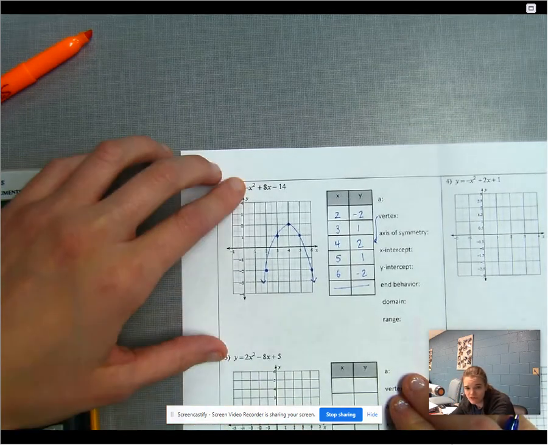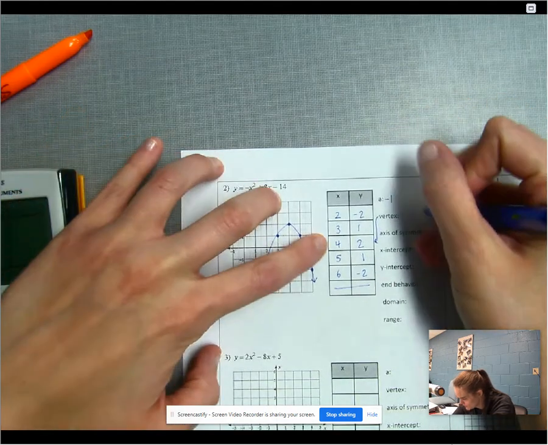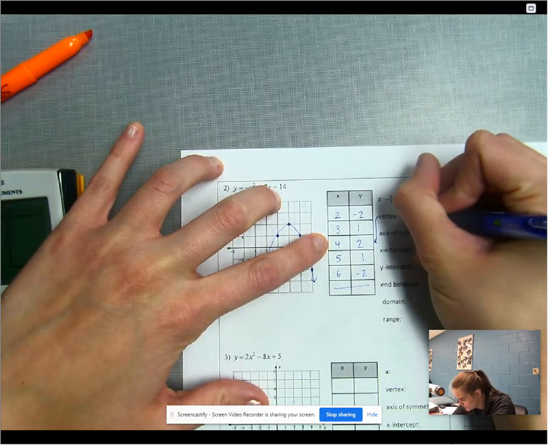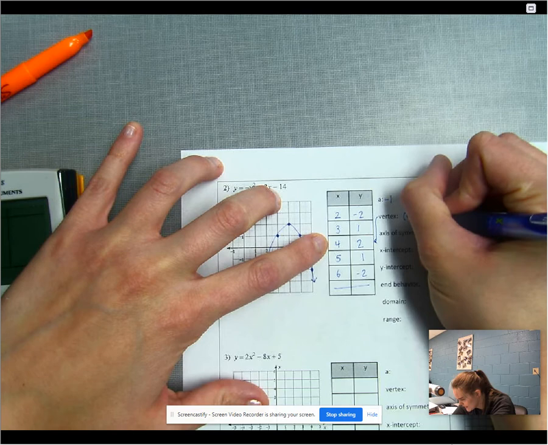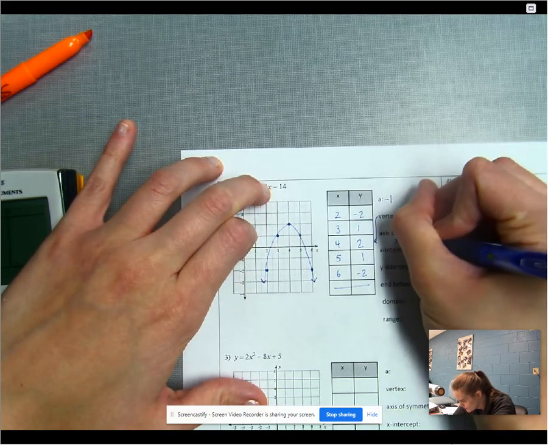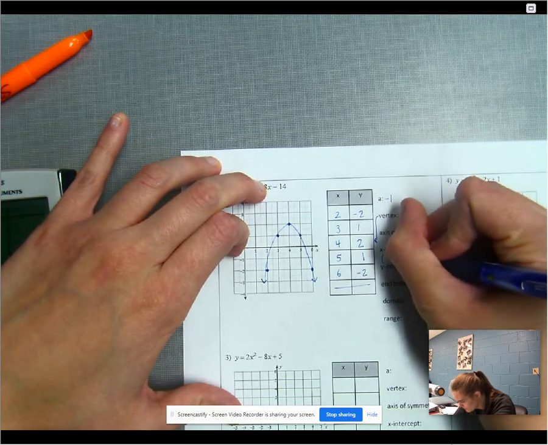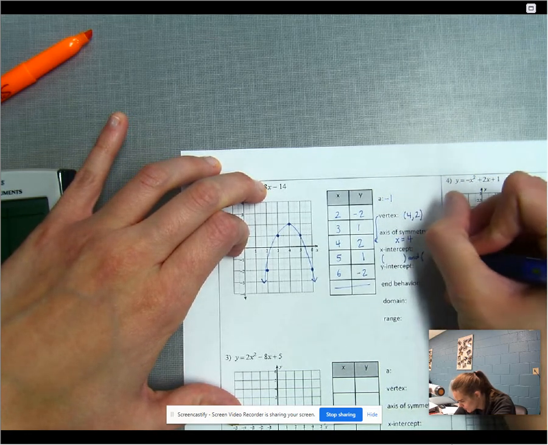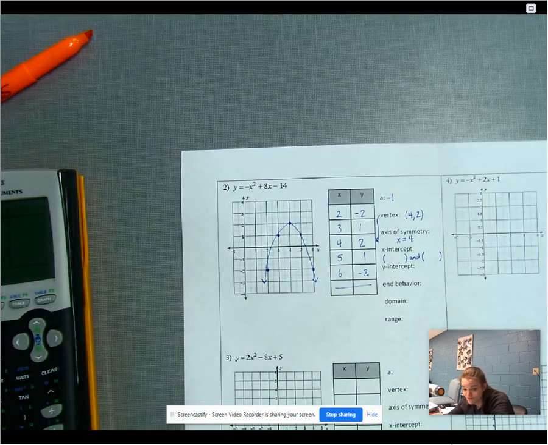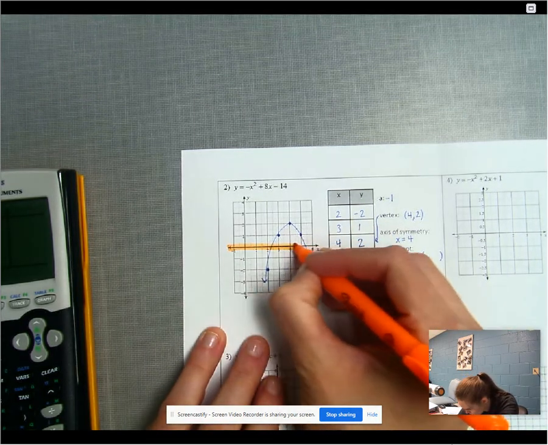Okay. A is the number in front, negative 1. The vertex, 4, 2. Axis of symmetry, x equals 4. X-intercept, there are 2 of them. Now, we don't know how to solve them and find them yet, so we are going to be guessing. But after Christmas, we will learn how to solve for them. Okay, we'll find the actual ones.